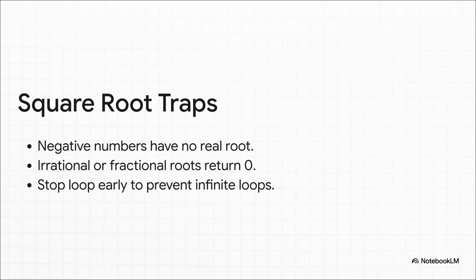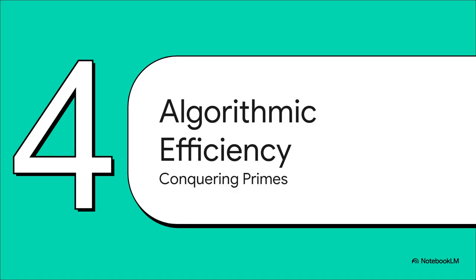It is strictly looking for whole integers. And finally, stopping that loop early when your multiplication exceeds the target, that's not just a good coding habit. It's going to save you from infinite loops and massive performance timeouts. Which perfectly tees up Section 4, algorithmic efficiency and conquering prime numbers.